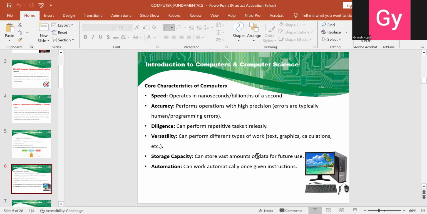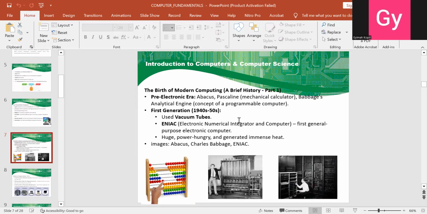Yes, then we talk of automation. It can work automatically once given instructions. You can give a computer instructions and it will start doing whatever you have instructed it without always needing human intervention. Fine. So, having said that, let's see how computer history started.